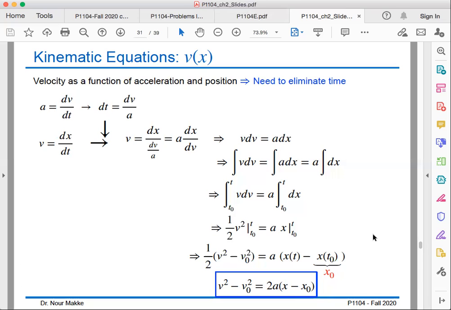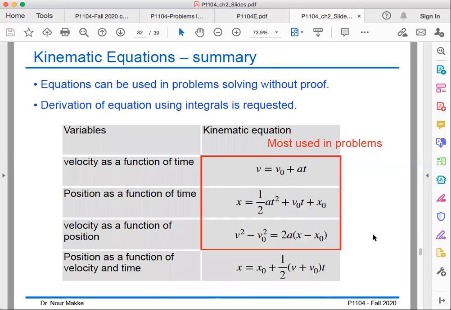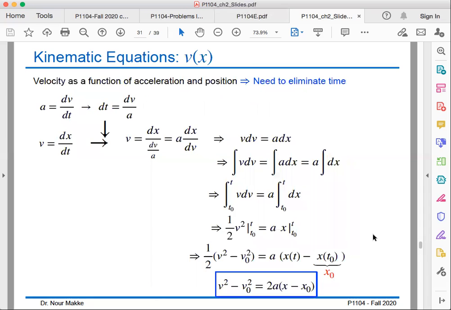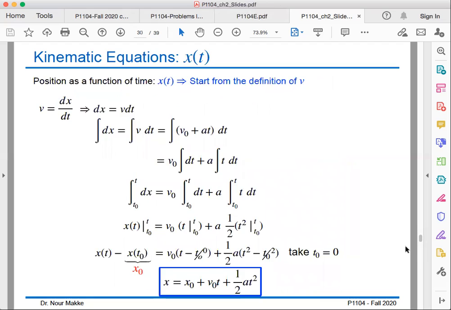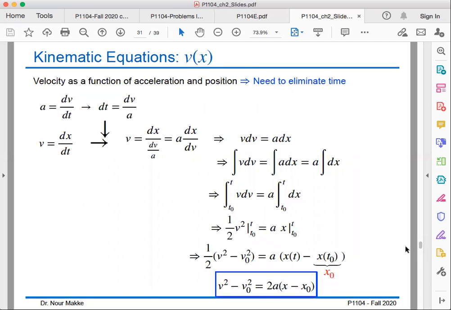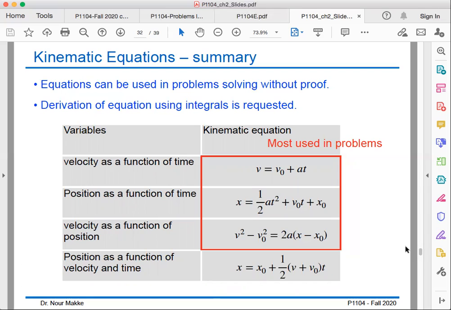So this is it for this kinematic equation. We have a summary here of the kinematic equations for the case where we have a particle or an object moving under constant acceleration. So please note that these equations can be used in the problems without proof. All you need to know are these equations, which are in the black and in the blue boxes. You can take them and apply them immediately in the problems without going through all this proof. But you have to know how to prove them, right?